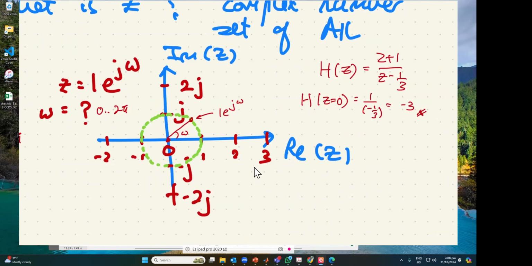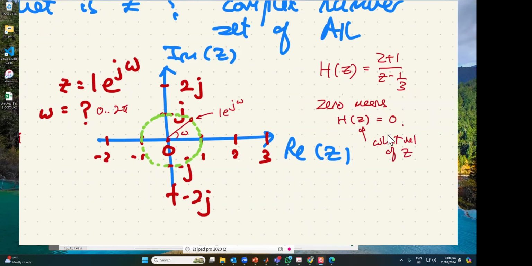Now, of course, comes the exam question. Where are the poles and zeros? Let's do the zero first, which is more intuitive to me at least. Zero means H of z equals 0. So when H of z equals 0, what is z? What value of z gives the output 0? Minus 1. When you put minus 1 here, it is minus 1 plus 1, so on top is 0. Whatever the bottom is, we don't care.